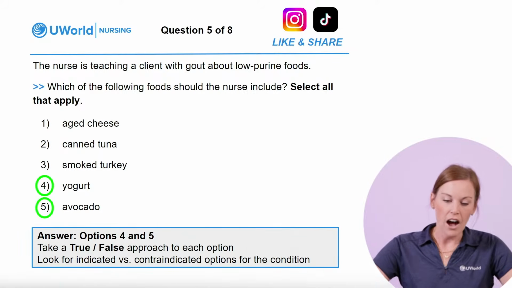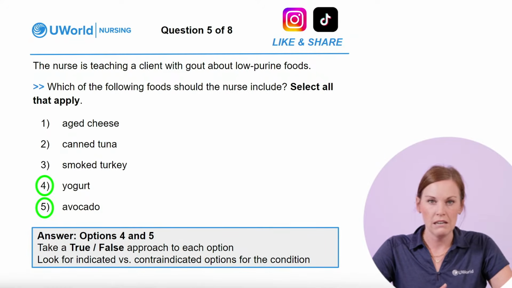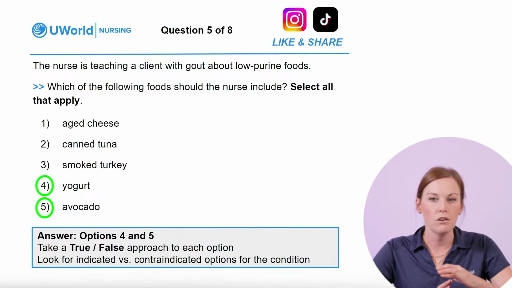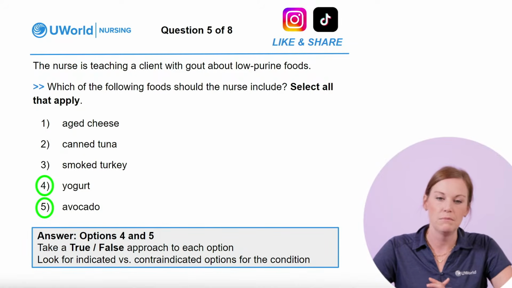All right. Our correct answer on this one is going to be options 4 and 5, yogurt and avocado. So again, we see select all that apply. Let's take a true-false approach to each of these options. So again, we're looking for appropriate foods someone with gout should eat.